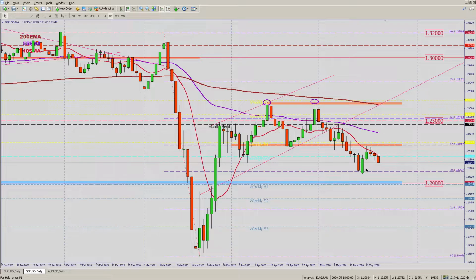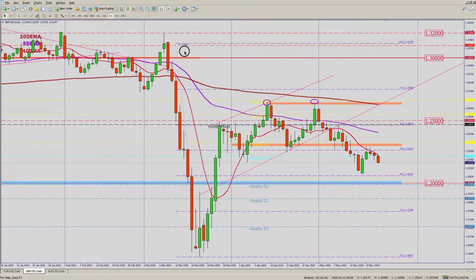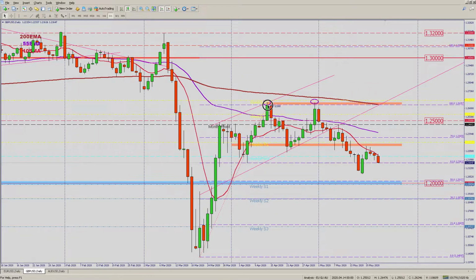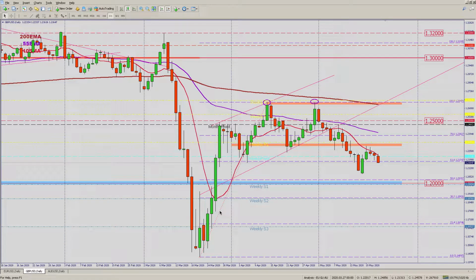Let's go back to the daily time frame. We could also move this fib down to the lower swing high, and the 50% fib at the 120.29 area could be a possible target, and 120 is definitely going to be a strong support level.